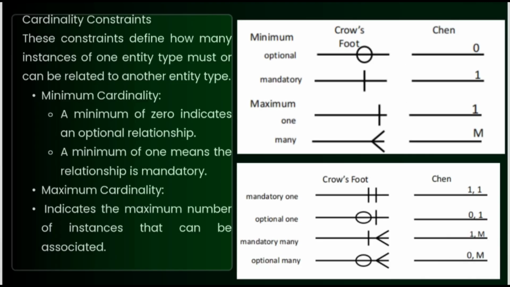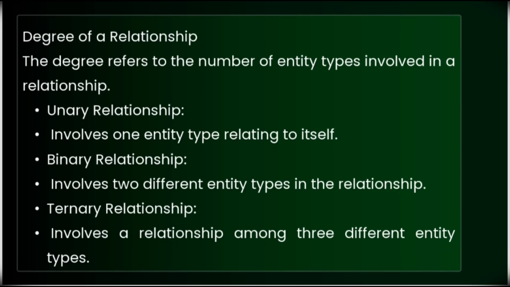Cardinality constraints. These constraints define how many instances of one entity type must or can be related to another entity type. Minimum cardinality. A minimum of 0 indicates an optional relationship. A minimum of 1 means that the relationship is mandatory. Maximum cardinality indicates the maximum number of instances that can be associated.